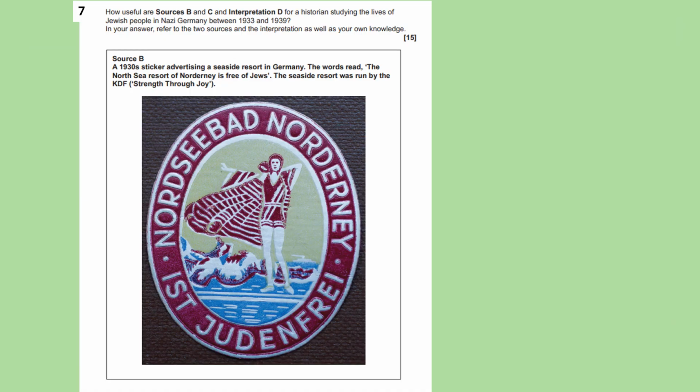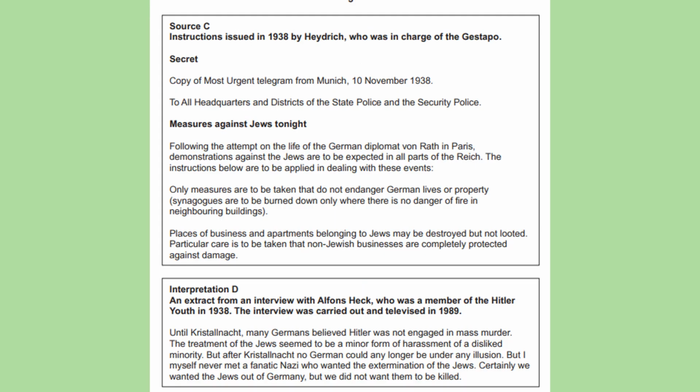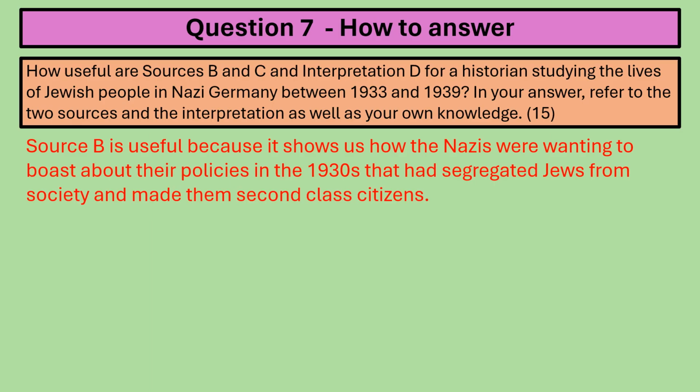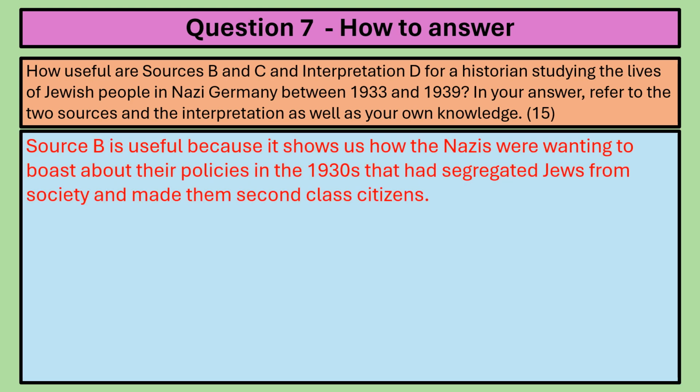So here's an example then. We've got a sticker advertising a seaside resort from the Strength Through Joy, and I'm going to focus on that for my little example in a second. I would also get this further source here, an order from the Gestapo, as well as an interview from a member of the Hitler Youth. So you would get 3 like that. I'm just going to focus on the first source for the purposes of my short video here.